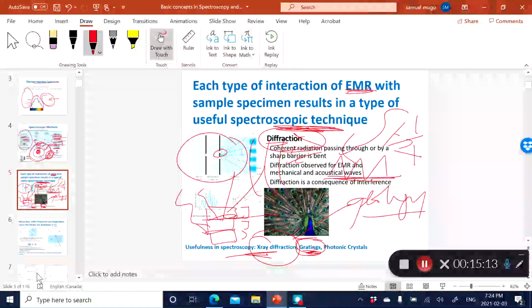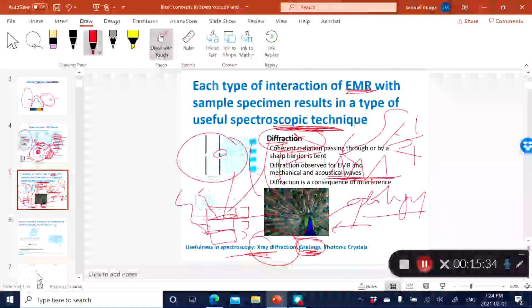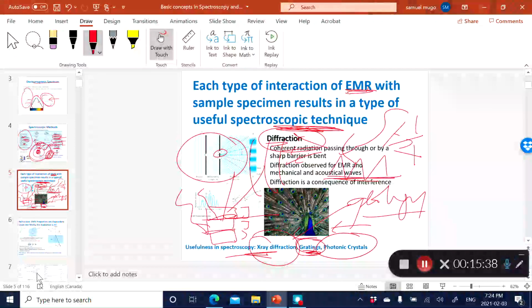Now, another interesting thing, just to show you the varied application of this behavior of light, diffraction, is if you take something like a peacock, for example. The very radiant colors that you get from a peacock are actually based on diffraction of light, because the peacock layers on the feathers behave like what you refer to as a photonic crystal.